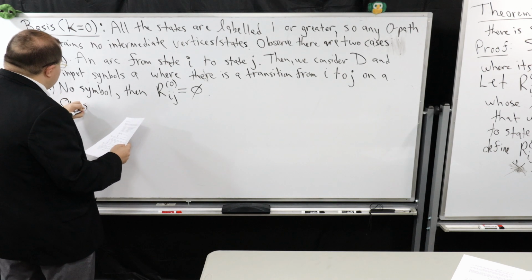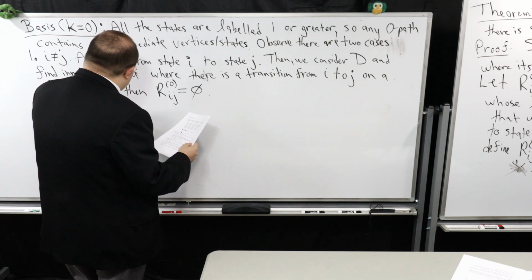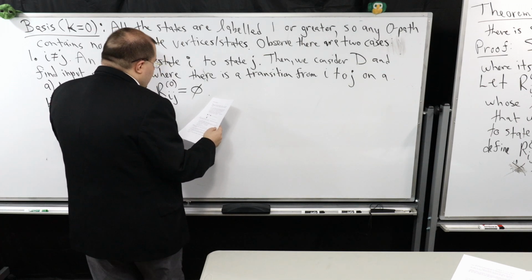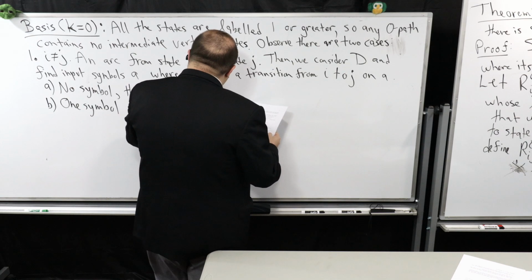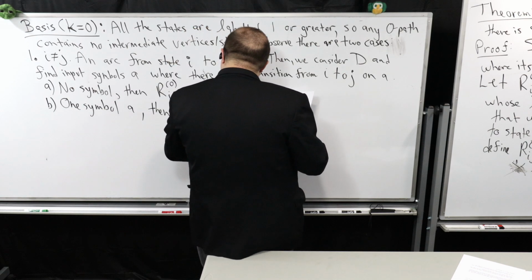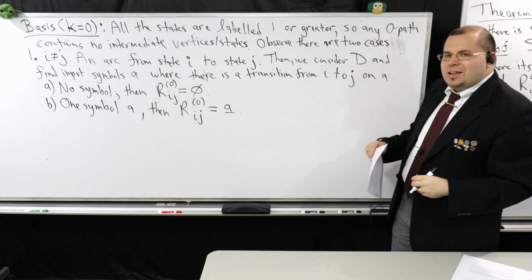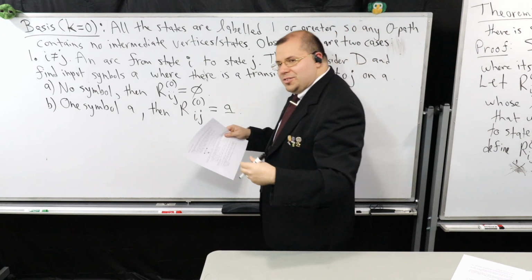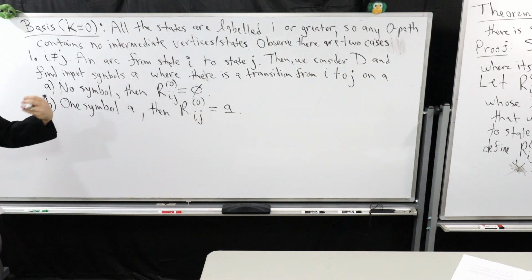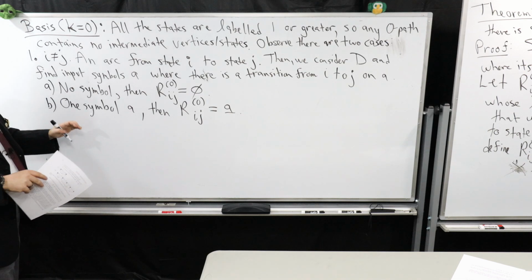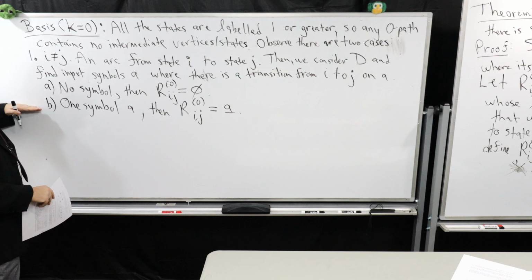So I have one symbol. If I just have one symbol, say that's A, just A, then I can write R_ij^0, and I could just use the expression for the symbol A. So far, are we doing okay? All I'm doing is describing, like when I did my example on the board earlier, when I wanted to go on the 0 path from state 1 to state 2. This is exactly that case.